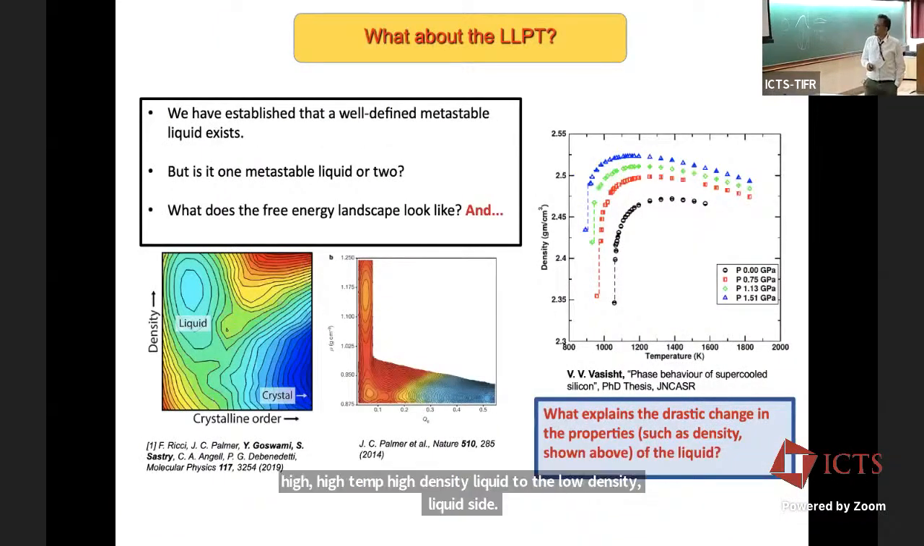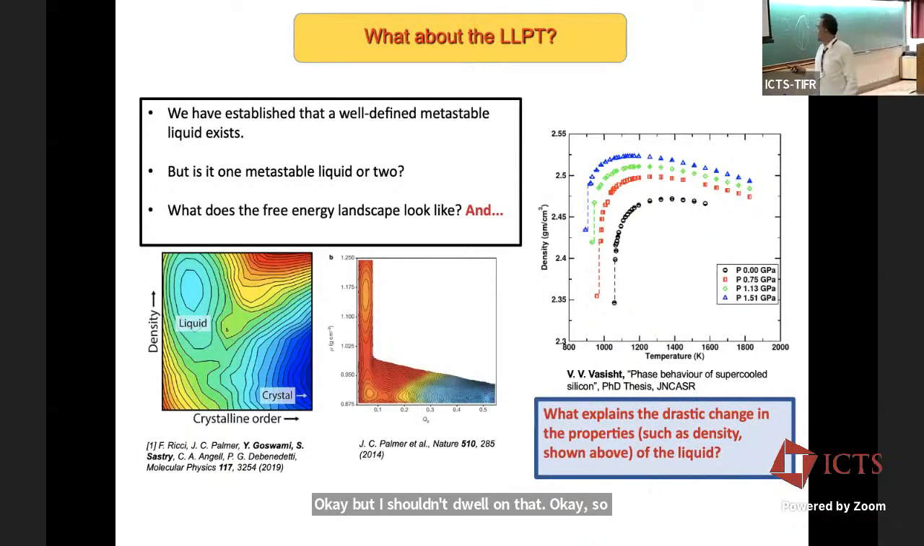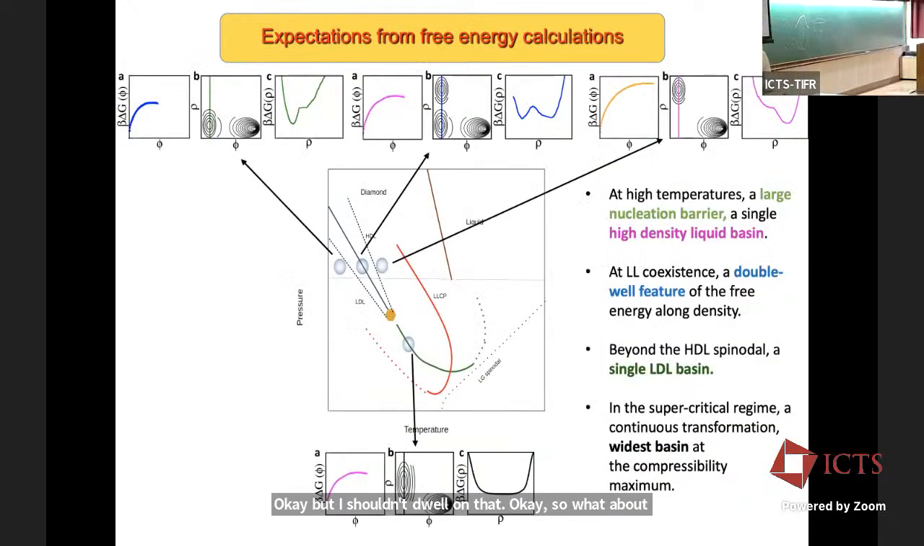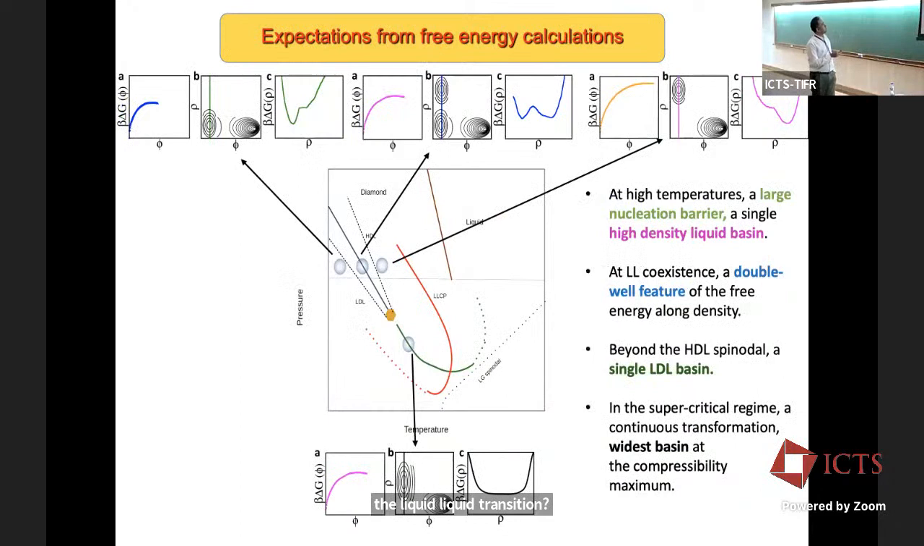Okay, so what about the liquid-liquid transition? Let me quickly go to that. This is now a picture that shows what if you have a phase diagram as I've sketched here with the pressure on the y-axis and the temperature on the x-axis, a critical point here, and a line, first order line going up that way. If I look at these different points, what I expect to find in density as the free energy surface are shown here.